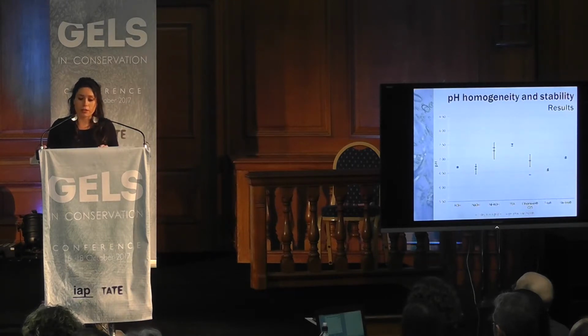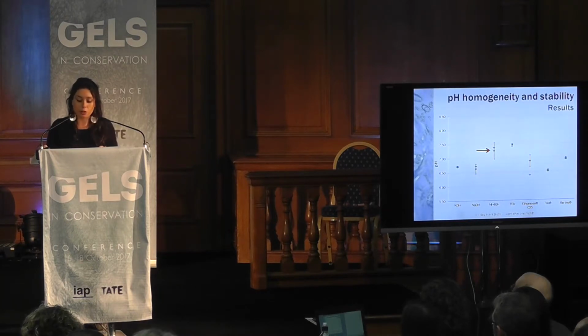In this graphic, the horizontal blue bars show the 7-day average pH and the red bars show the standard deviation. The horizontal green bars indicate the pH after 1 month. We can see that the different gels show only slight pH variations after 1 week and 1 month. The most important variations were found when using ammonia hydroxide.